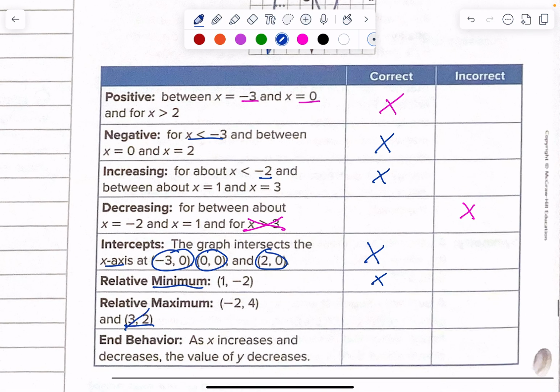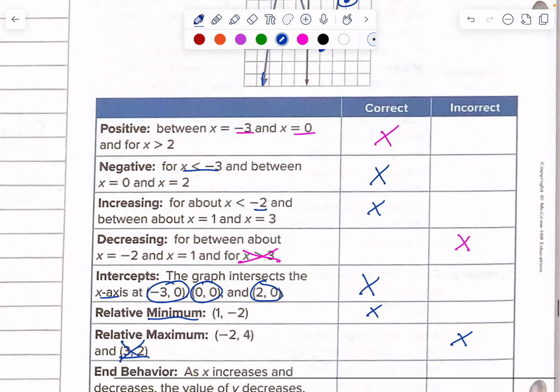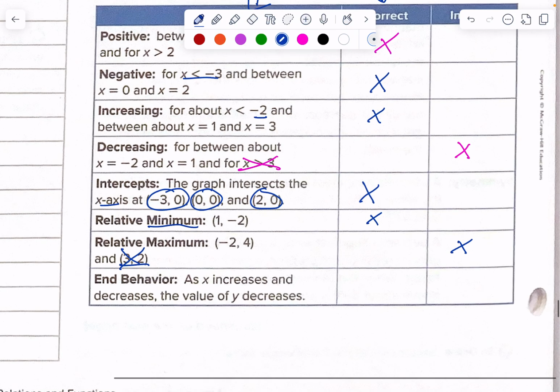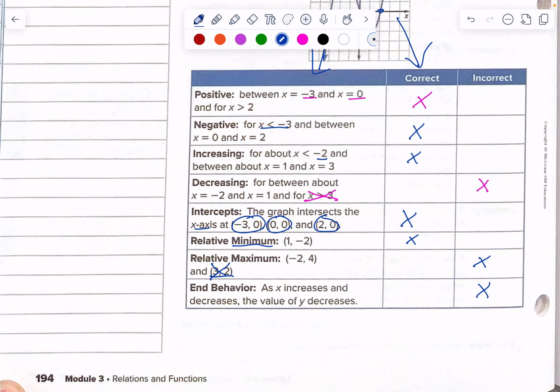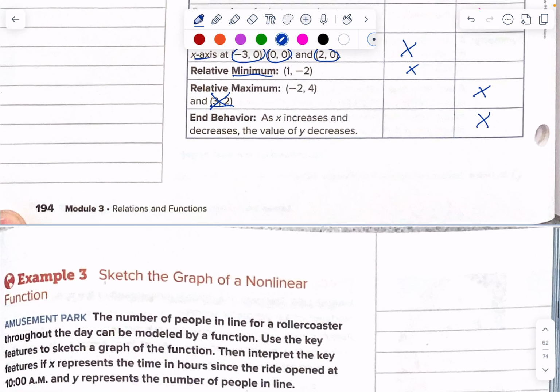So this one, he has a relative maximum. That is incorrect. As x increases and decreases, the value of y decreases. So as x goes this way, he's decreasing. As x goes this way, he's decreasing. Well, here he's increasing. So that one is not correct either. Okay. So just different things that we can pick apart of a graph, and they all come together to form what it looks like.